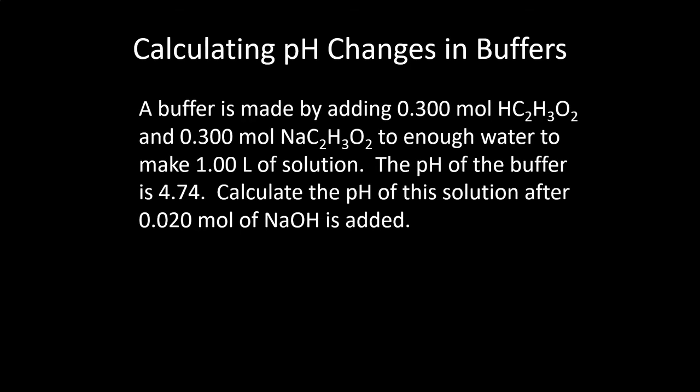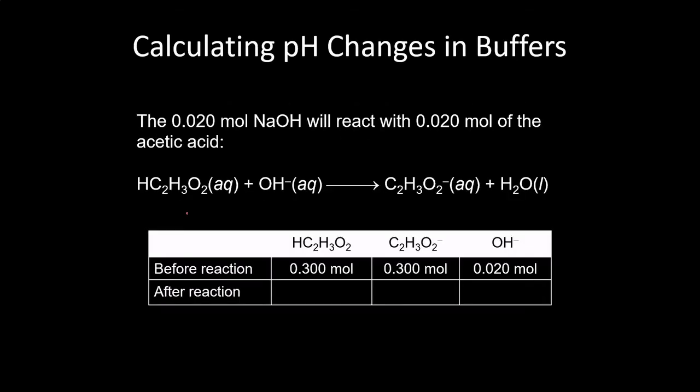Now we're asked to find the pH of the solution after we add 0.02 moles of sodium hydroxide. So we're putting in a little bit of something to change the buffer a little bit. We're putting in 0.02 moles of sodium hydroxide. So what we're going to do is, just like I said, we're going to work out what are our starting amounts and then what are our final amounts once the reaction has taken place. So we're told in the problem we start with 0.3 of both of these, and that we add in 0.02 of the hydroxide.